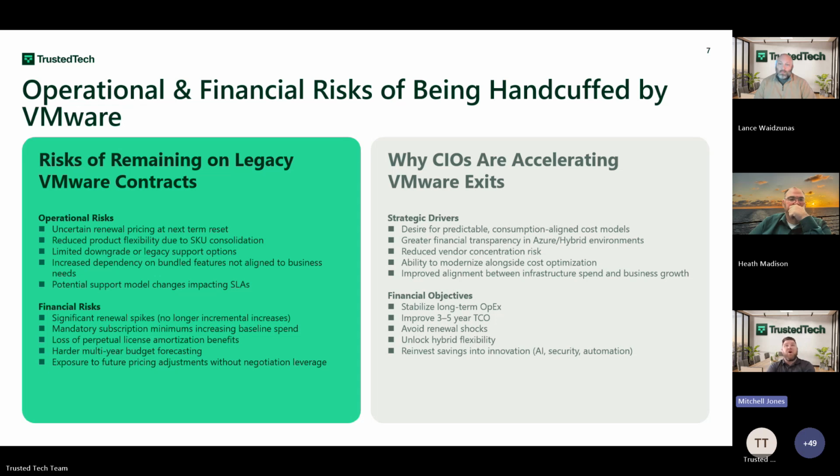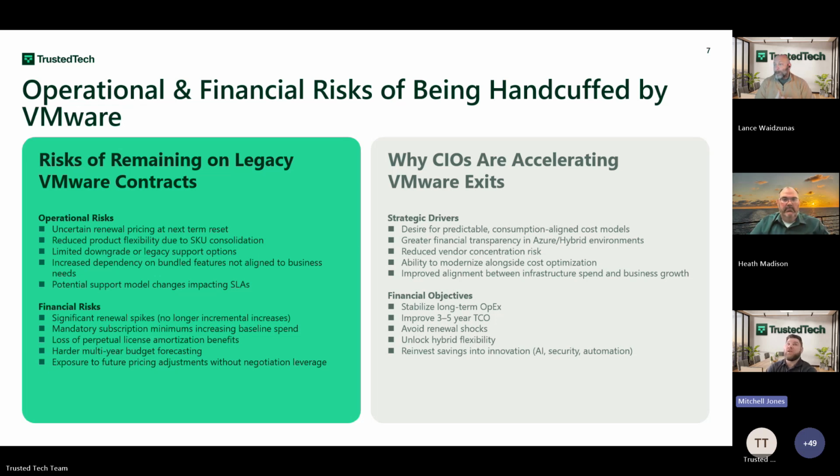Let's shift from pure cost to risk, because Broadcom's restructuring isn't just hitting budgets, it's creating operational uncertainty. The first risk is renewal instability. Customers are no longer able to plan renewals years in advance because the SKU landscape keeps shifting. Every renewal feels like a renegotiation, and that creates both planning challenges and operational exposure.